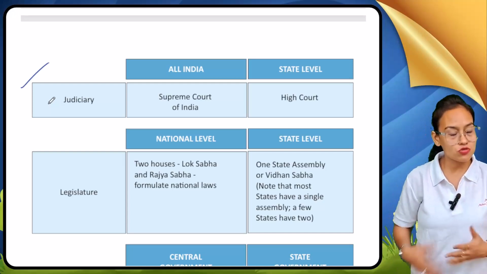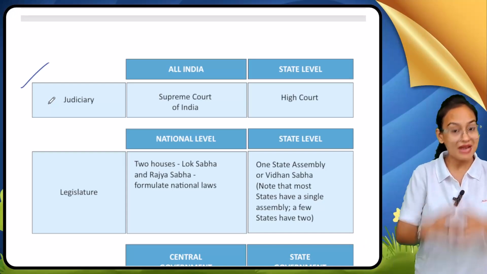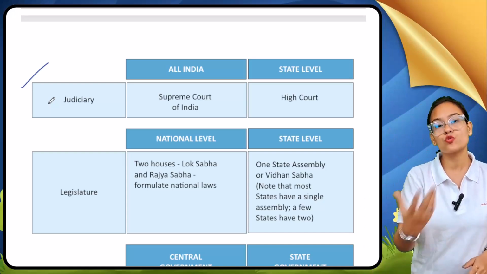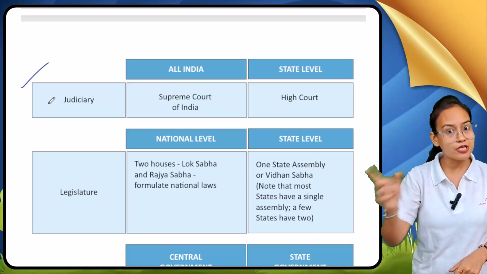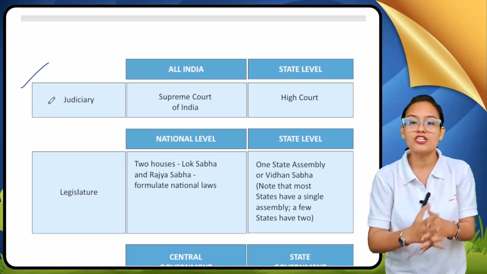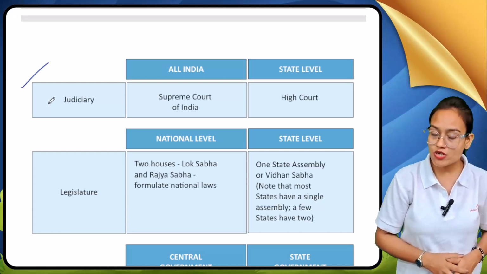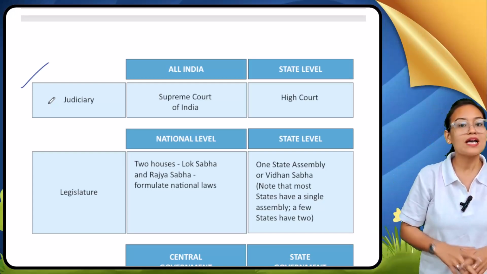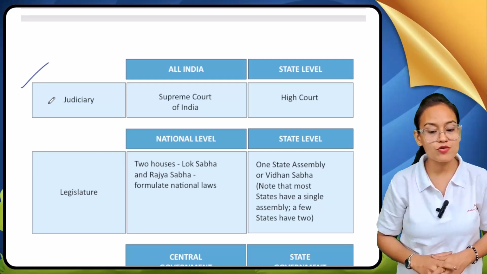If I'm talking about the judiciary system at the all-India level, then I'm talking about the Supreme Court of India, which is located in New Delhi. And if I'm talking about the judiciary system at the state level, then I'm talking about the high courts of India. In total, there are 25 high courts in our country, India.